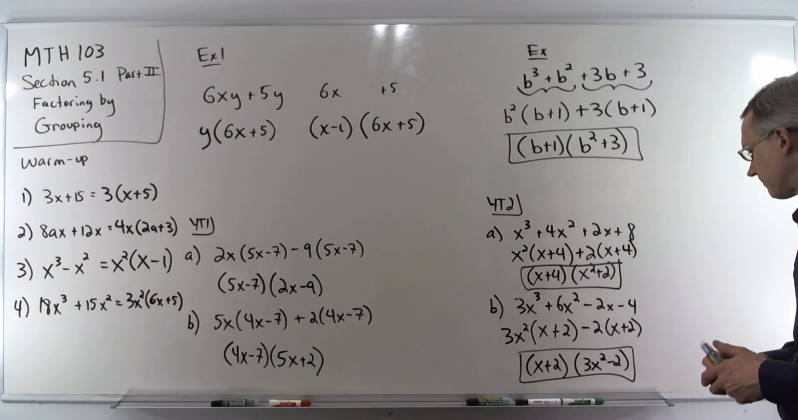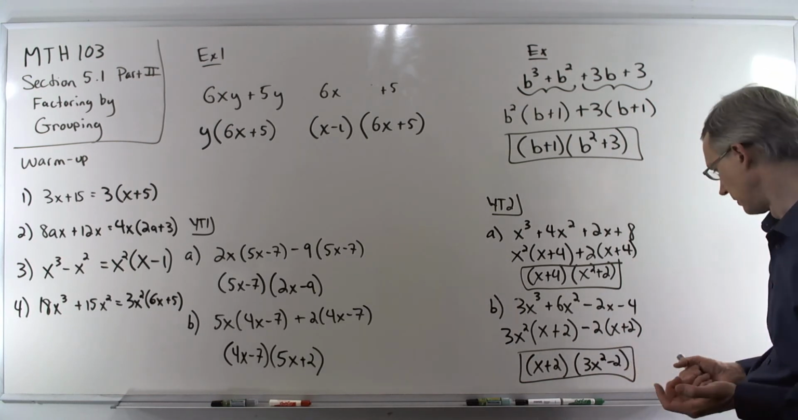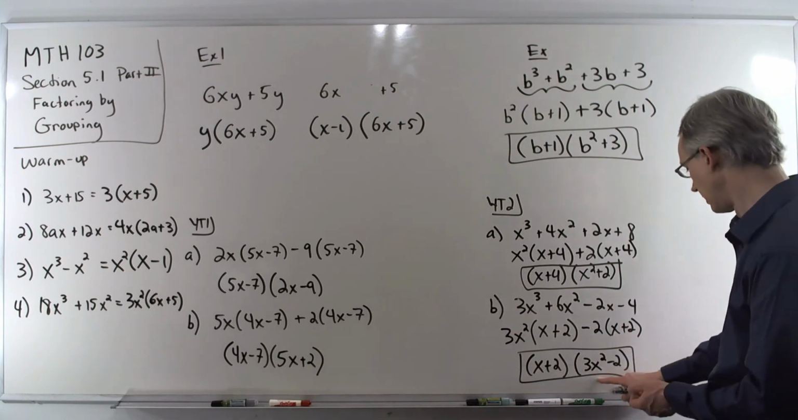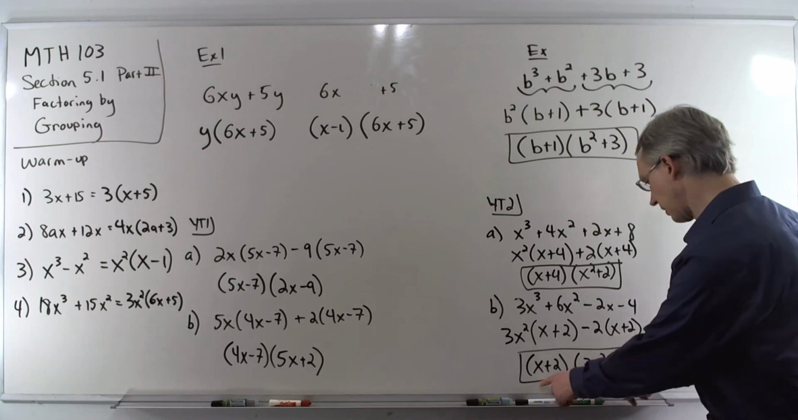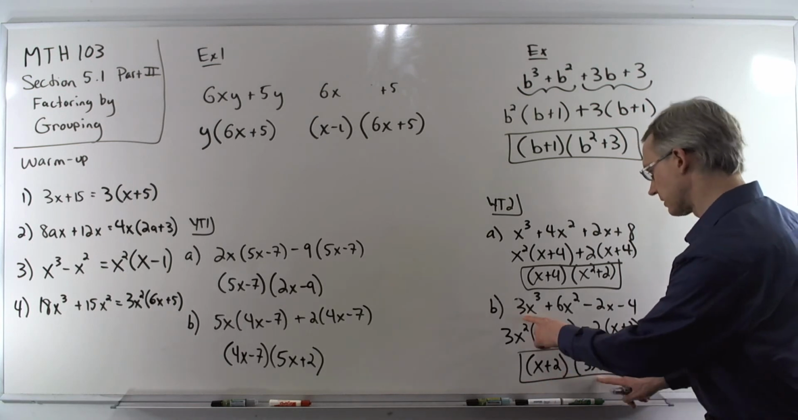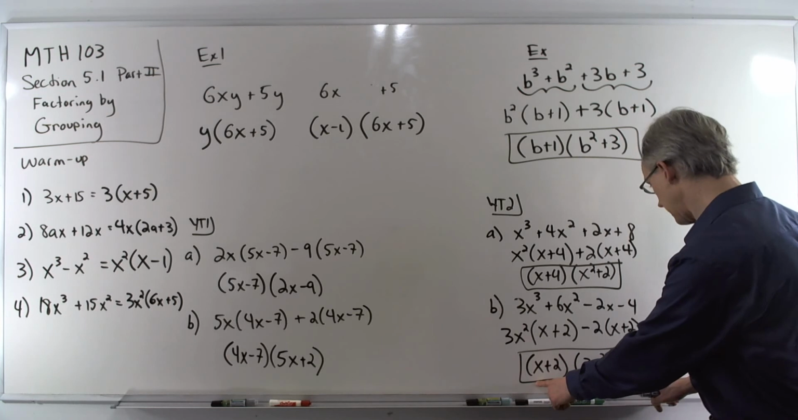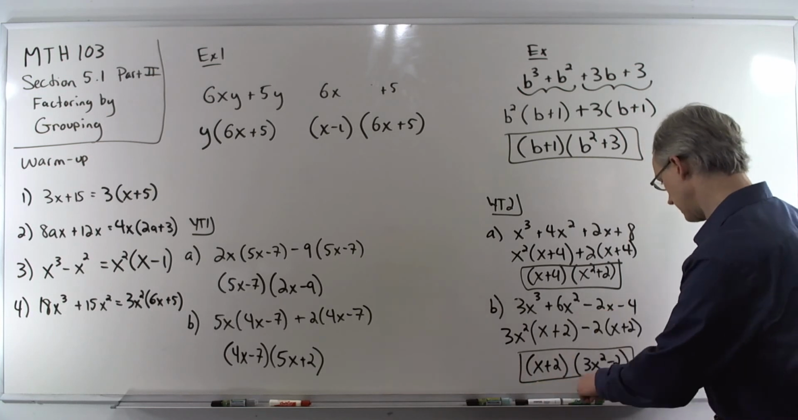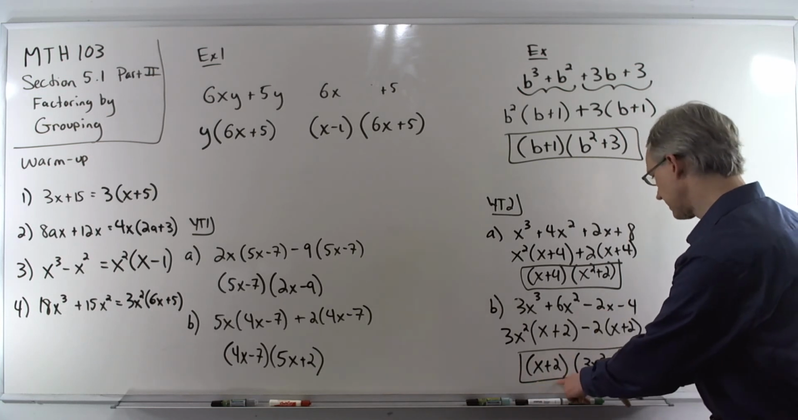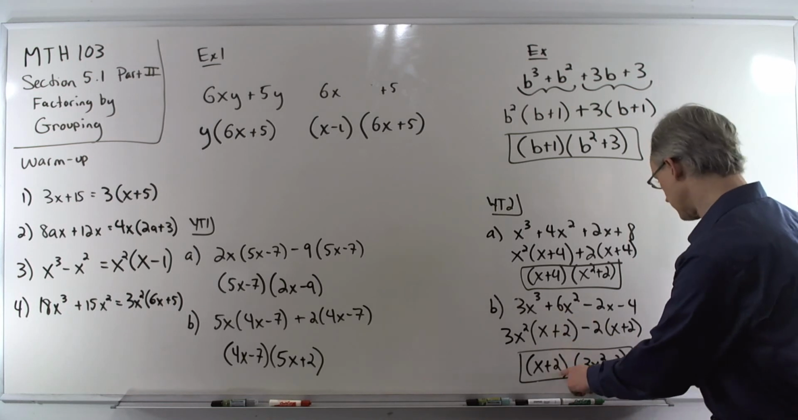And with all these, we should FOIL to check. So I'm just going to do a quick FOIL here. First, 3x squared times x gives us 3x to the third. Outside, negative 2x. Inside, plus 6x squared. And last, minus 4.